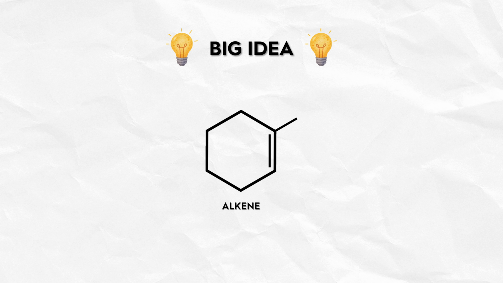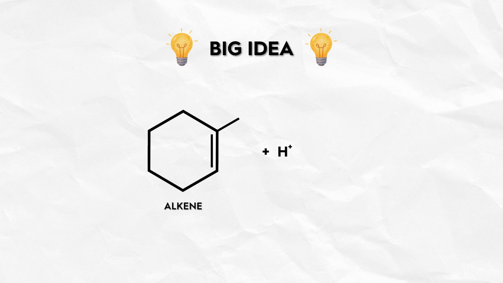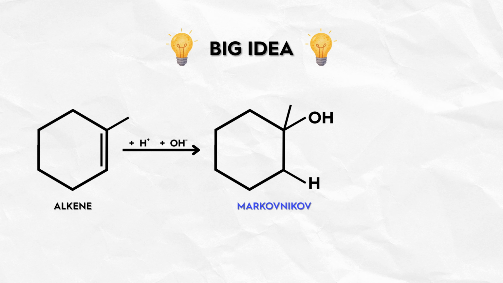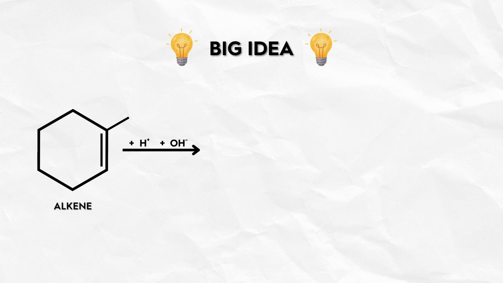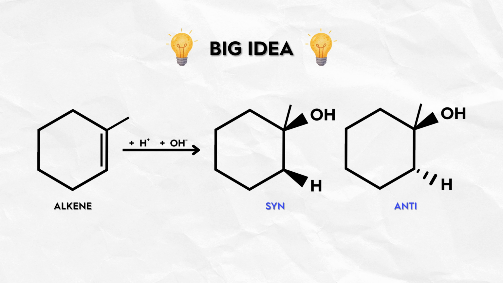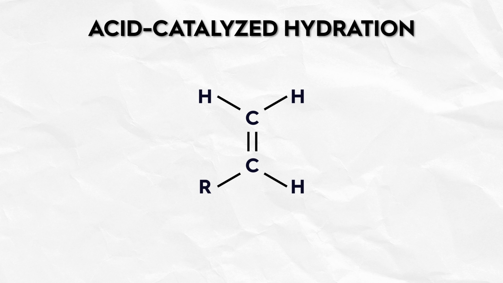The big idea is simple. We add a hydrogen and a hydroxy across a double bond. Two questions drive the outcome. First, which carbon gets the hydroxy? Markovnikov or anti-Markovnikov? Second, do the new groups land on the same face, called syn, or on opposite faces, called anti?